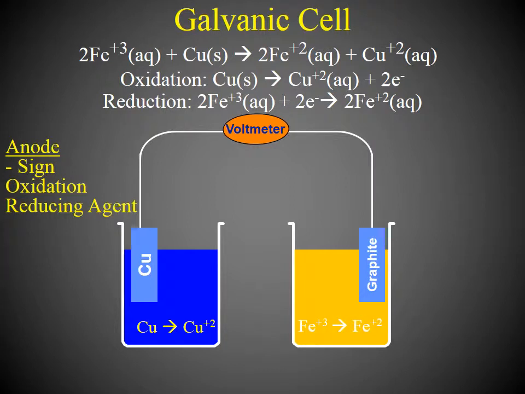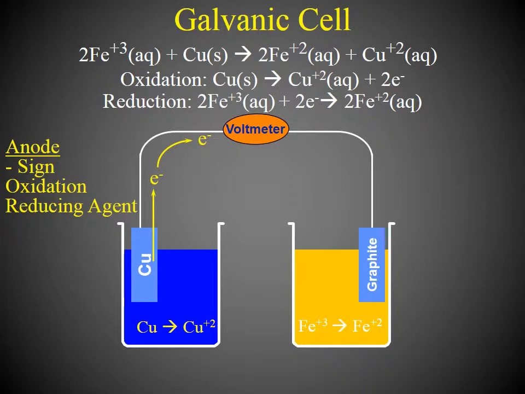Now the left side of this galvanic cell, which is really a battery, is known as the anode. It is assigned a negative sign because it is the source of electrons. This is where oxidation is occurring. This is where the reducing agent is, because this is where each atom of copper loses its 2 electrons, and in doing so it supplies the electrons, which in this case are now going through a voltmeter. Now the voltmeter is just there to measure the flow of electrons.